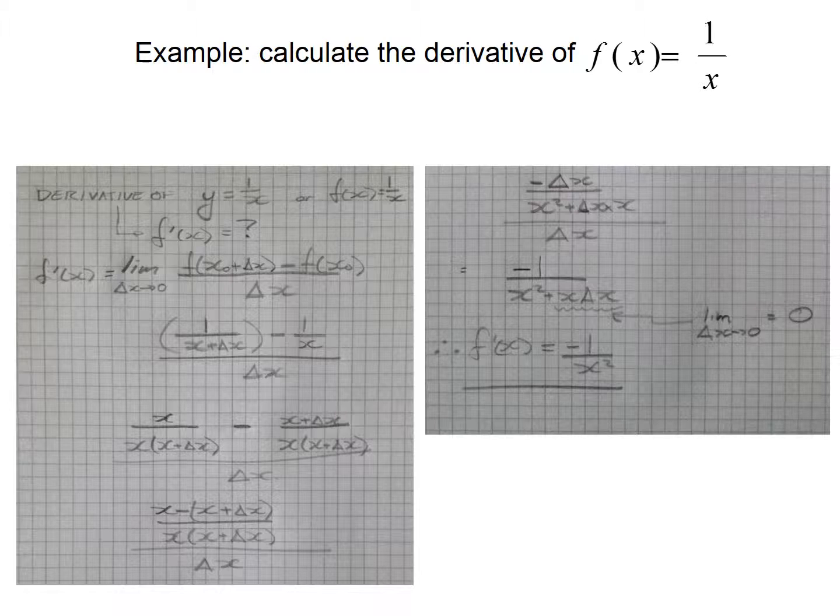Okay? So what happens to this term now when delta x becomes very, very small is that all of this term becomes 0. x times 0 would be 0. So when the limit of delta x goes to 0, this then becomes minus 1 over x squared.